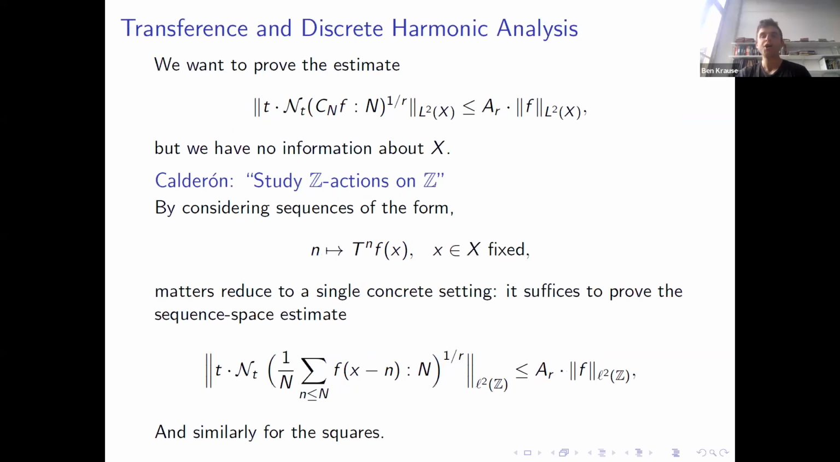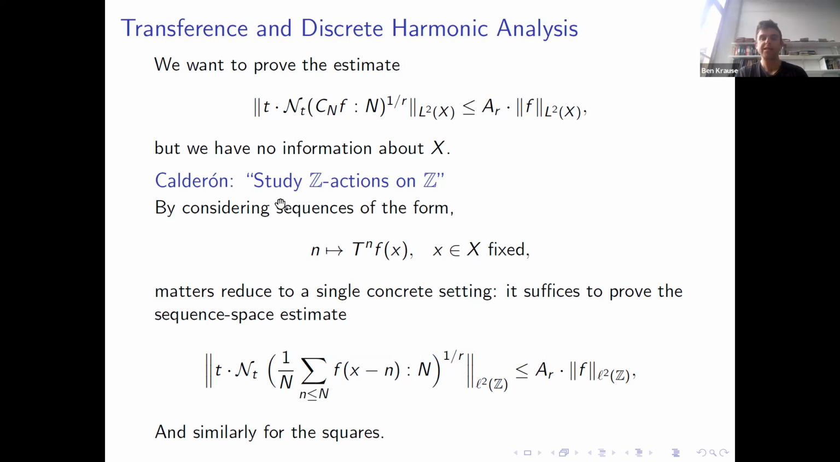So how do you go about proving something like this? So I haven't said anything about x. I haven't given you metric structure, topological structure, differentiable structure. But what I have told you is that we're dealing with z actions, that I have a map that goes from n to tnf of x. And by a principle of Calderon, this tells the whole story, that if you have a z action, it's enough to sort of study it on z.